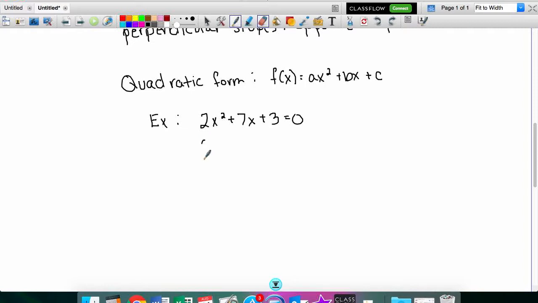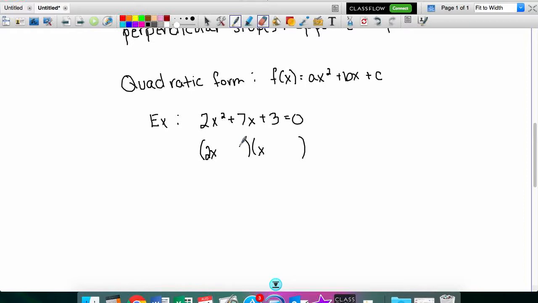Next, you want to set up 2 factors and consider the products of both the leading term and the last term. The leading term is 2x squared, so the possible factors would be obviously 2x and x, and with 3 the factors are 3 and 1. Now the question is, should I put the 3 on the left or the 3 on the right? How you place it will be determined by the middle term, because whatever the products of the outer and the inner are, they need to add up to that middle term 7.